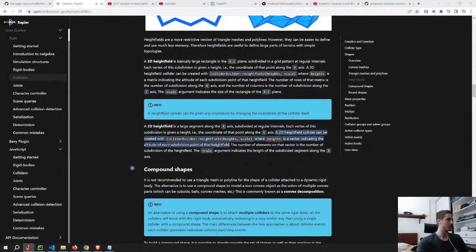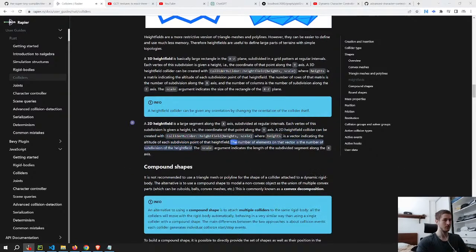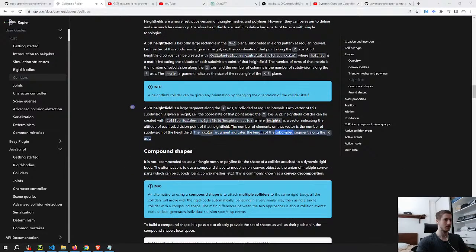A 2D heightfield collider can be created with ColliderBuilder::heightfield(heights, scale), where heights is a vector indicating the altitude of each subdivision point of that heightfield. The number of elements in that vector is the number of subdivisions of the heightfield. The scale argument indicates the length of the subdivided segment along the x-axis.